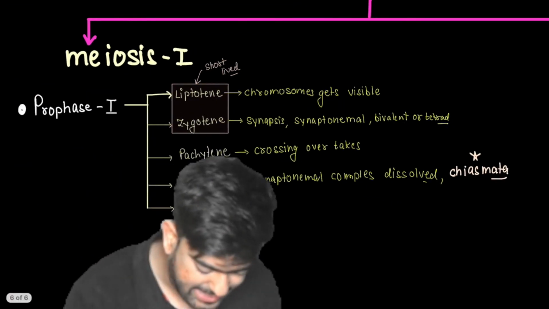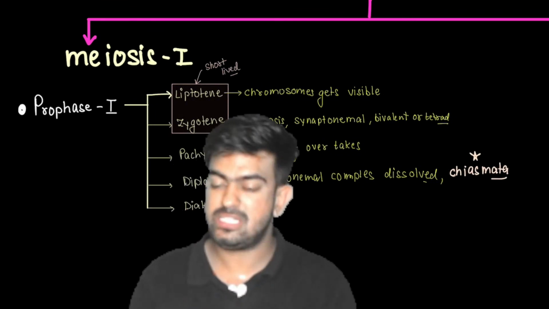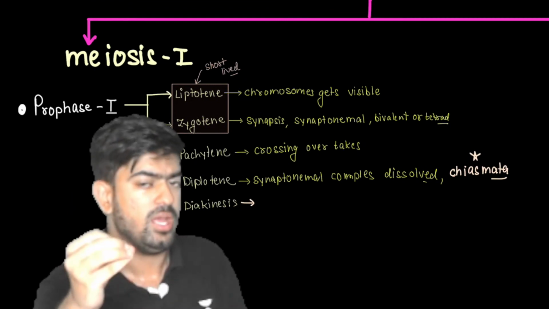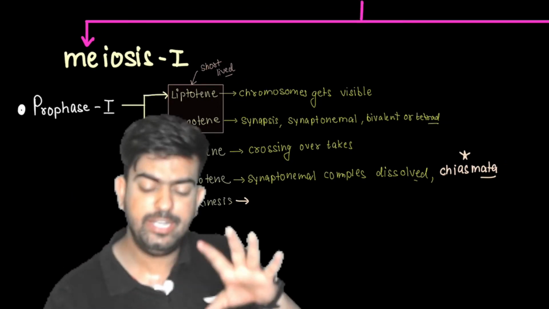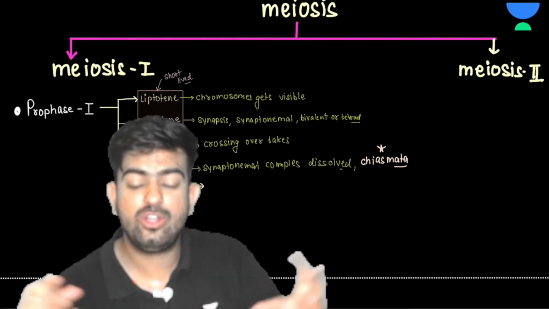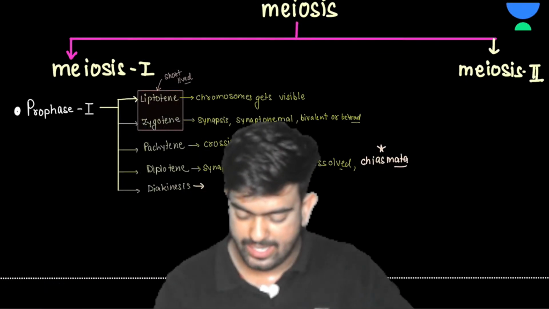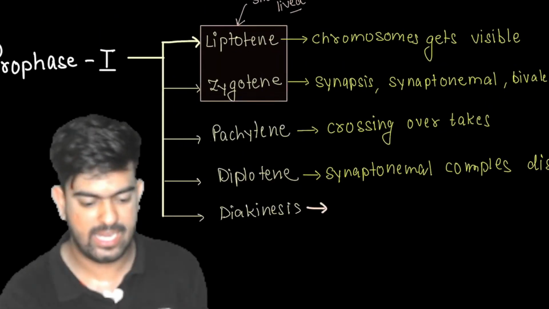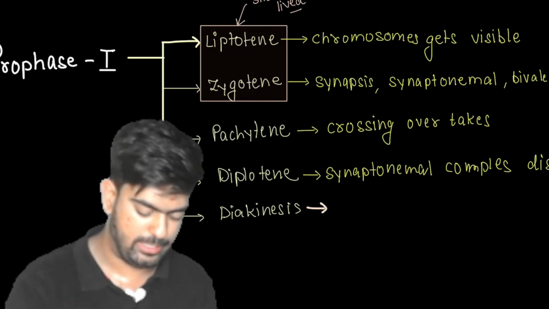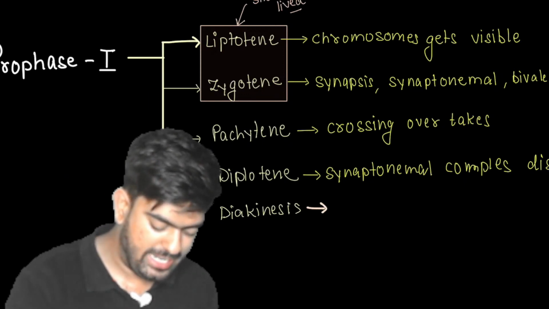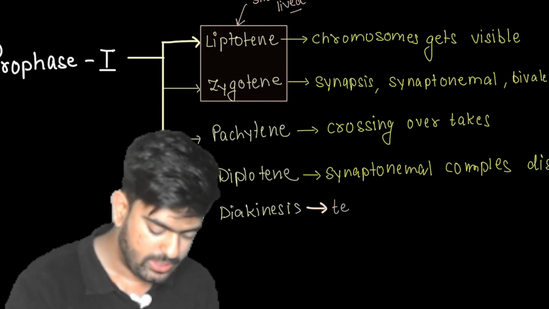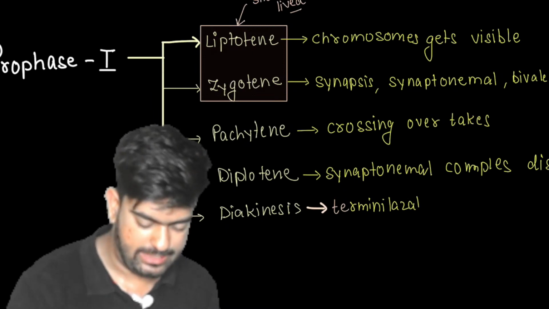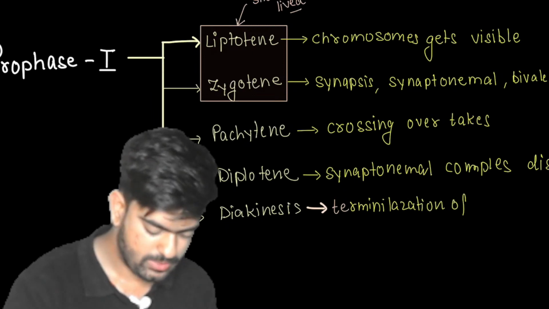Now let's come back to diakinesis. So what is diakinesis? What happens in diakinesis? Terminalization of chiasmata. Just remember, chiasmata was formed where? Chiasmata was formed in the diplotene, and where did it get terminated? It got terminated in diakinesis. So now I think it's clearly visible to you. What is this? Terminalization of chiasmata. Yes, okay, clear.